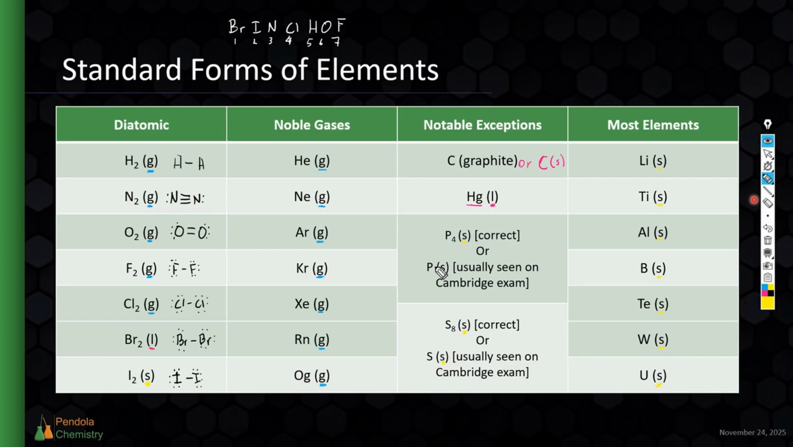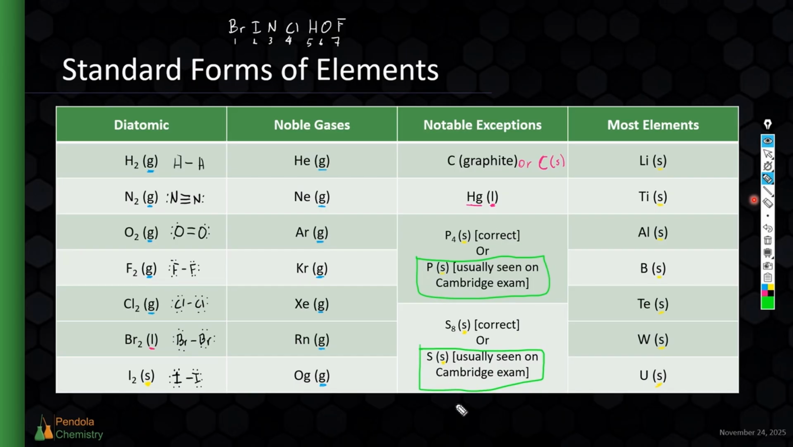Now, there are a lot of different forms of phosphorus and sulfur. There's red phosphorus, there's white phosphorus, etc. But in order to simplify all of that on the Cambridge exam, what we'll often see is that they will simplify it to just P solid for phosphorus and S solid for sulfur. So understand that P4 and S8 are the actual, more stable forms of phosphorus and sulfur, but for the sake of the exam and simplification, they just use P solid and S solid.